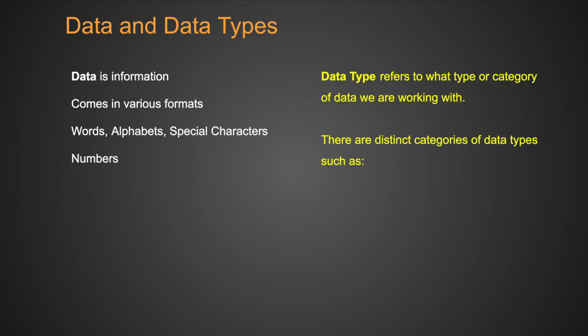So data type then refers to the category of data that we're working with. So there are distinct categories of data types and some of them are listed here. First one is string, then integer, float, and boolean. So we're going to look into each of these categories now in the coming slides.